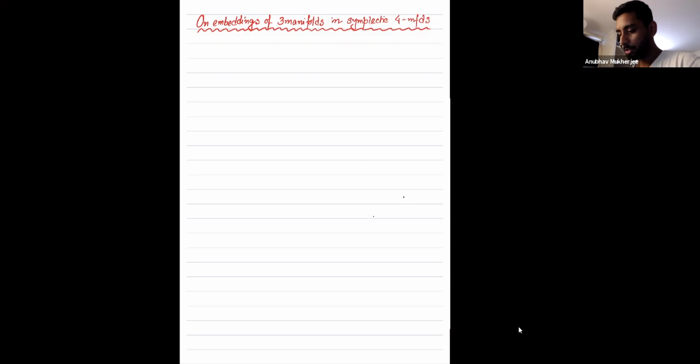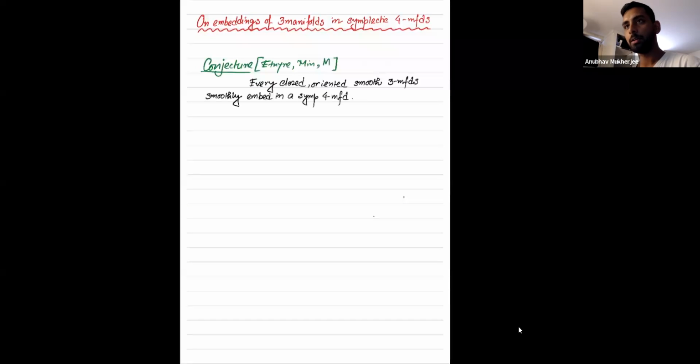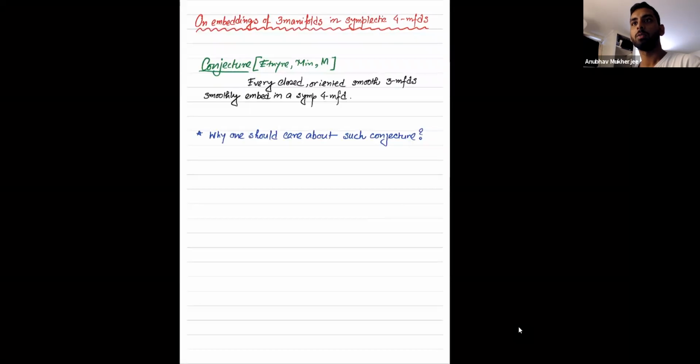So today I'll discuss my recent work on embedding of 3 manifolds in symplectic 4 manifolds. The basic conjecture, proposed by John Etnyre, Hyunki Min, and myself, was that every closed oriented smooth 3 manifold smoothly embeds in some symplectic 4 manifold. So why should one care about such a conjecture?